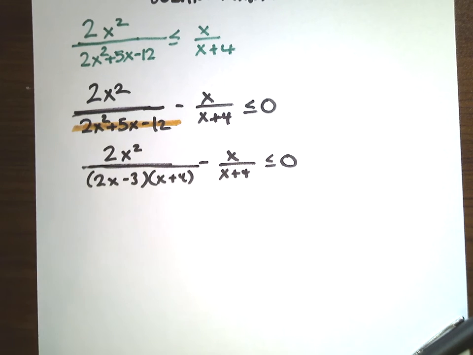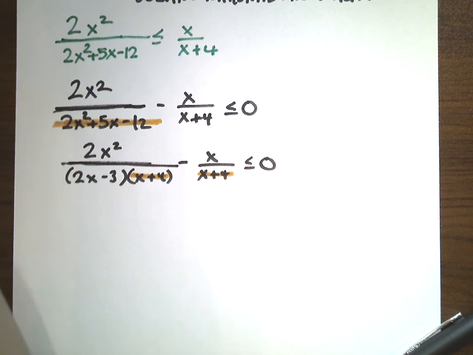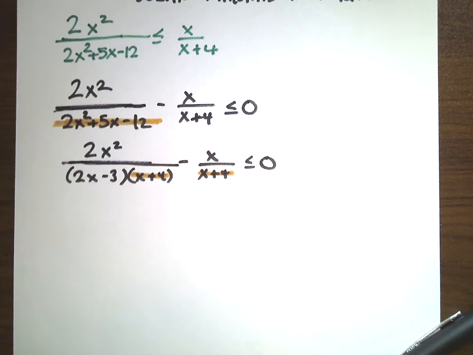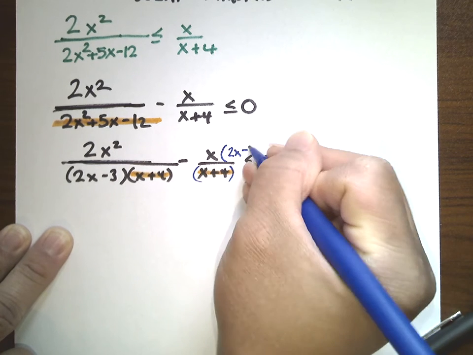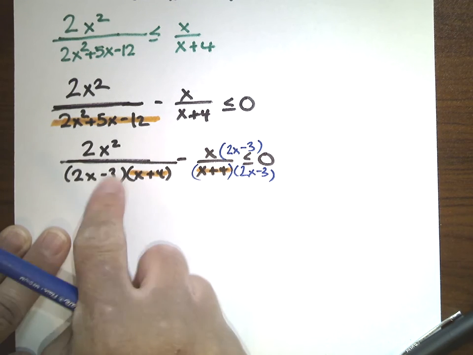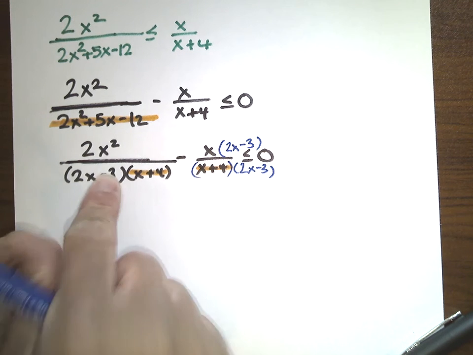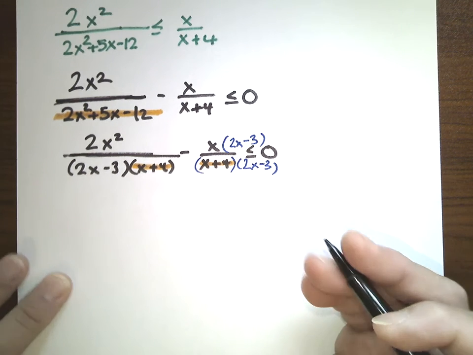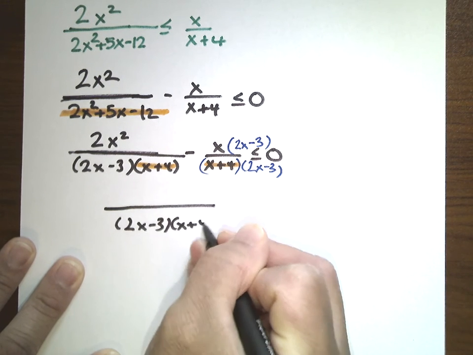Now, why that makes that easier is because now I see that both denominators have a factor of x plus 4, so I only need to multiply the x over x plus 4 by 2x minus 3 over 2x minus 3, so that this denominator is the same as this one. So I'm just building up this expression so that the denominator here is the same as the denominator over here. Then I can go ahead and rewrite this all over 2x minus 3 times x plus 4.